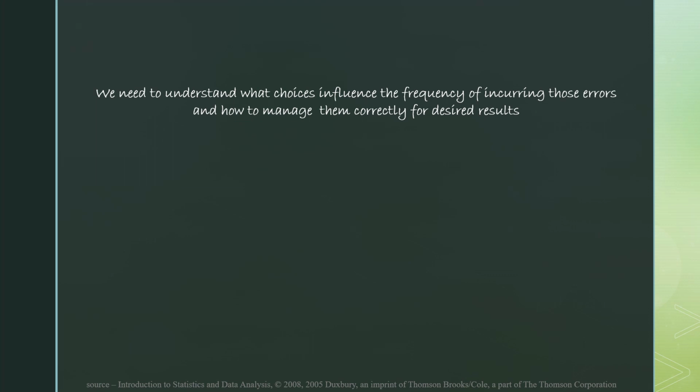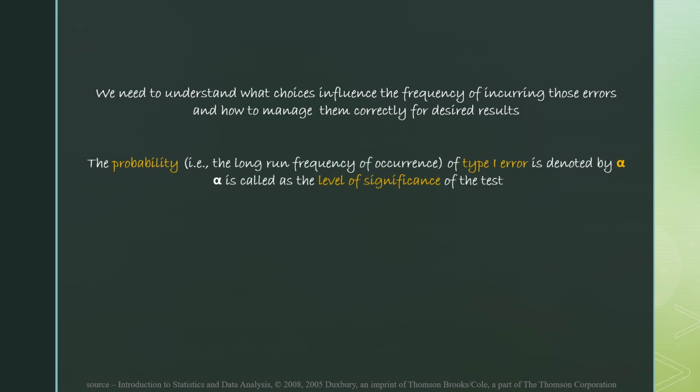Having understood that the type 1 and type 2 errors cannot be avoided in a sample data based hypothesis test, we need to understand what choices influence the frequency of incurring those errors and how to manage them correctly for desired results. The probability, that is the long-run frequency of occurrence of type 1 error, is denoted by alpha. Alpha is called the level of significance of the test. Alpha equals 0.01, for example, implies level 0.01 test. On the other hand, probability of type 2 error is denoted by beta.